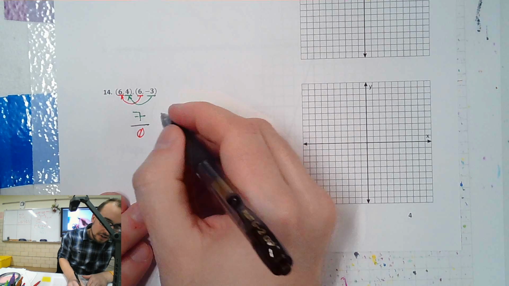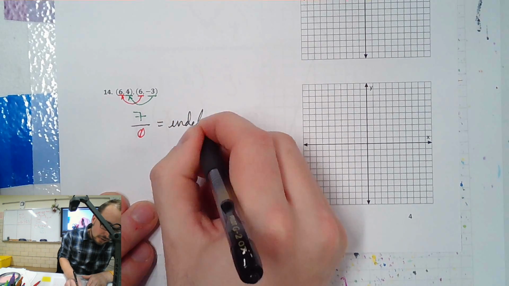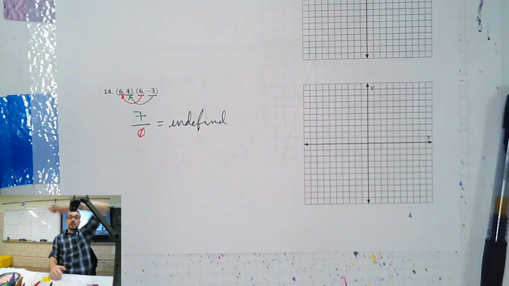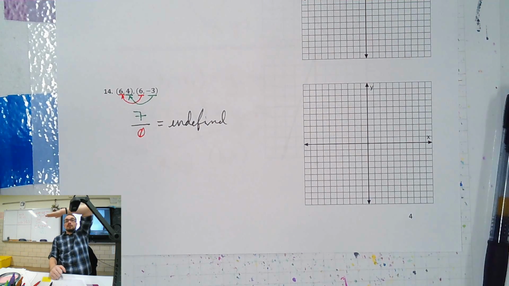That is an undefined slope because we're not allowed to divide by 0. Undefined slope isn't 0 slope, right? That's a horizontal line. Undefined is vertical. So we're talking about a vertical line here.